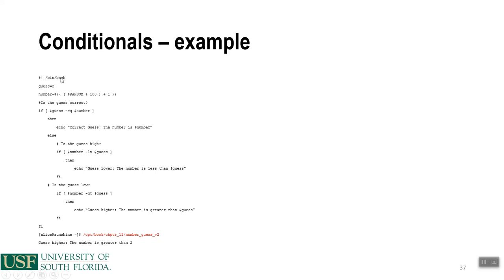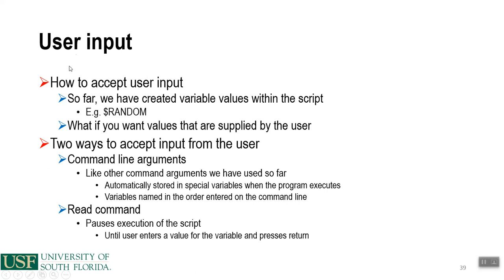So our guess may not always be 2. But say that we didn't actually want to open up the file, because that could be very cumbersome, right? We didn't want to actually open up the number_guess_v2. What we wanted to do is have a mechanism where we can specify what our guess is in the command line itself, and then the program will spit out the particular output. This is where something like user input will come into play.